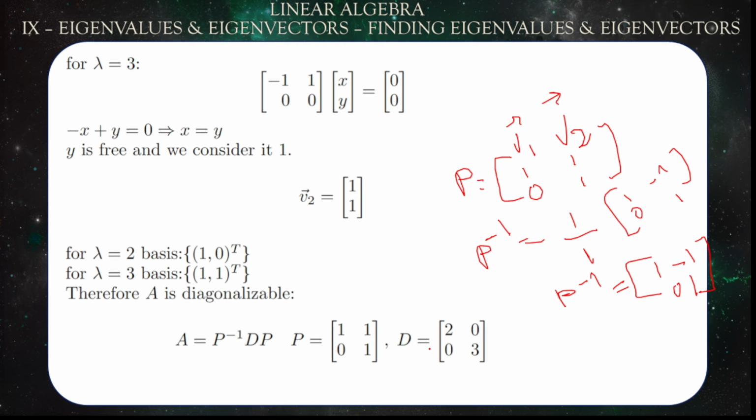Okay, and D, what is D? You place lambda 1 and lambda 2 on the diagonal. So lambda 1, which is 2, the first root, lambda 2 is 3, the second root, and the remainder is 0. So if you multiply P minus 1 times D times P, you recover what? The original matrix. This is what diagonalization means.